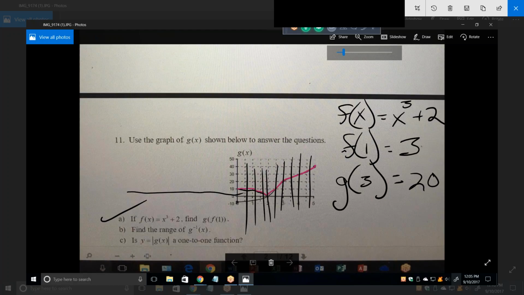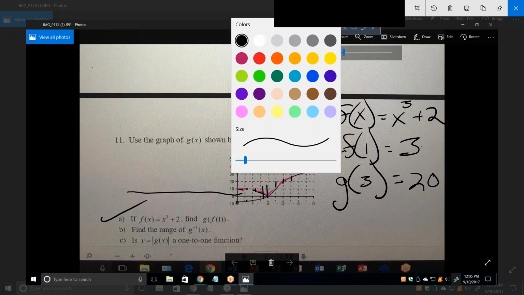That is a function. Now, is it a one-to-one function? What does it have to do to be one-to-one? It not only has to pass the vertical line test, what other test does it have to pass? Like an equal inverse kind of thing? Or?